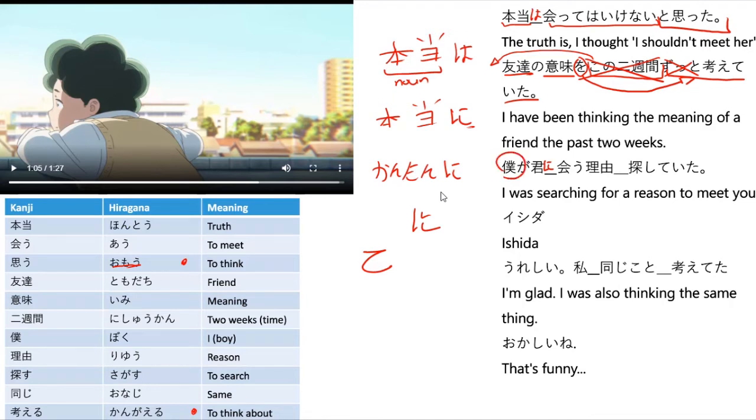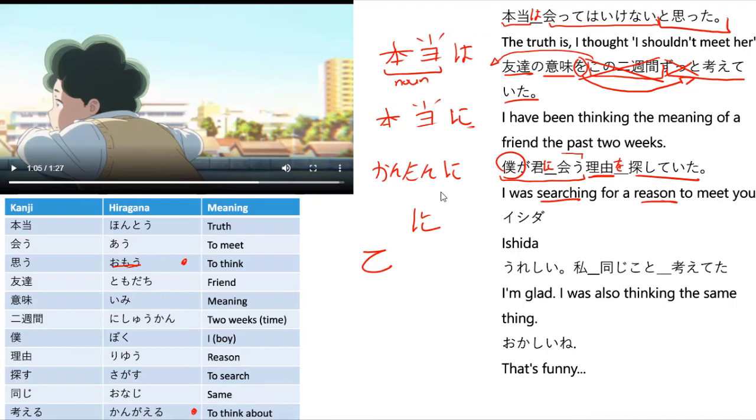And again, like we said with 全然知らない人, we have all this, and this is just describing the 理由, which is the reason. But we could just have 理由を探していた, the particle here being を, and it would still make sense as a sentence. This is just giving us some extra information, like clauses in English. So, 理由を探していた. Literally, I was searching for the reason.